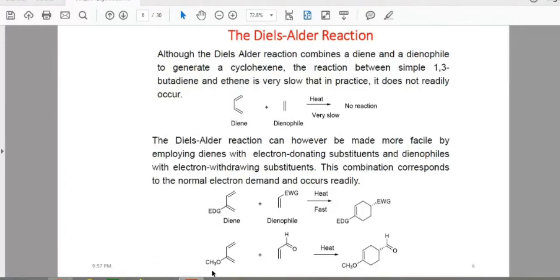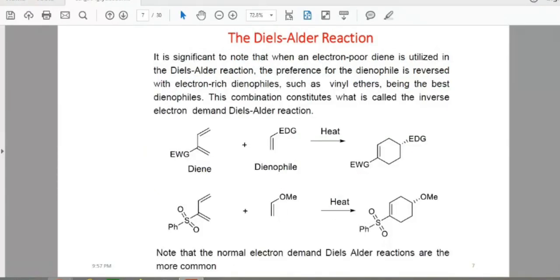So what electron donating groups are substituted into the diene? Methoxy group is a very good electron donating group. Similarly, aldehyde group. Aldehyde is an electron withdrawing group that makes the reaction possible. When an electron poor diene is utilized in the Diels-Alder reaction, the preference is reversed, with electron rich dienophiles. Vinyl ethers act as dienophiles. So such a type of reaction is called inverse electron demand Diels-Alder reaction.